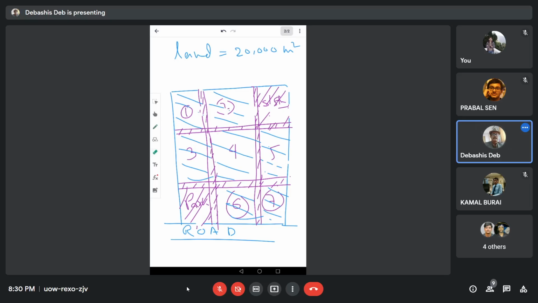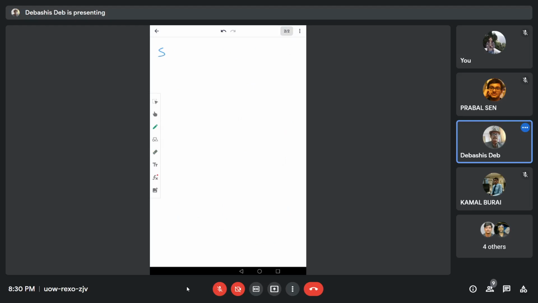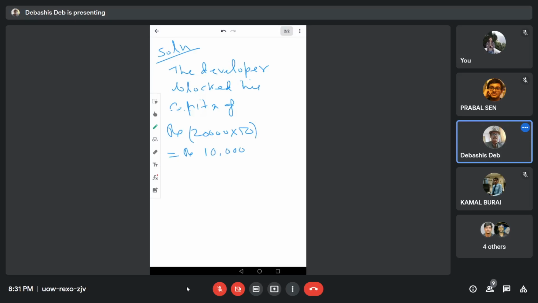Okay, solution. Now the developer blocked his capital of rupees 20,000 into 50, coming 10 lakh, for a period of 5 years.